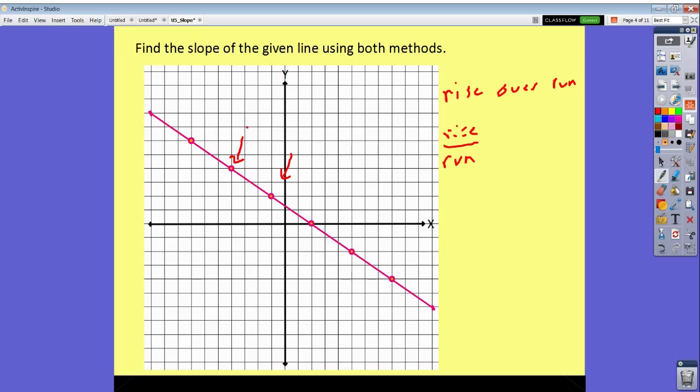So to get from this first point to the second point, I have to go down 1, 2. So instead of rising, I'm actually going down. So it's going to be a negative, -2. Sorry about that. It is a negative.